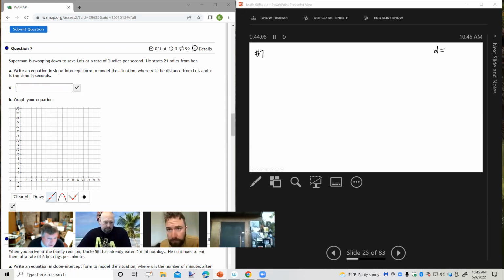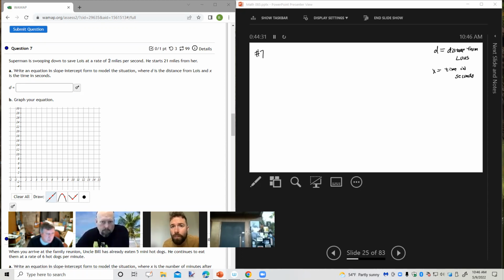So d equals distance from Lois and x equals time in seconds. All right.